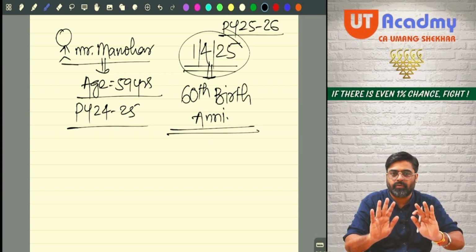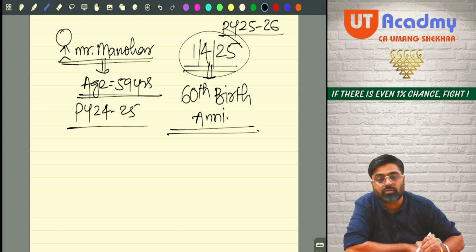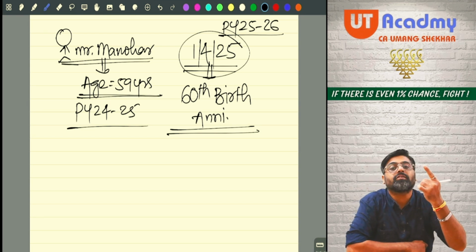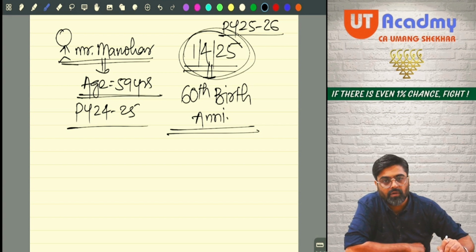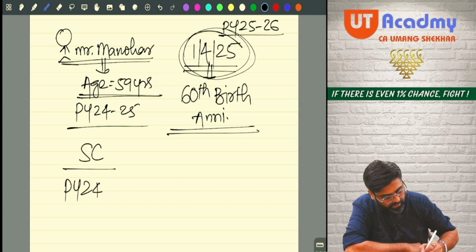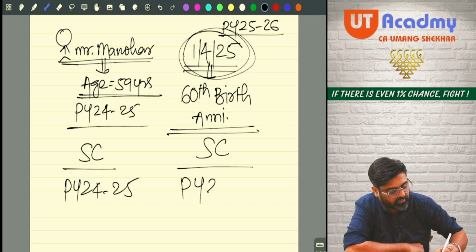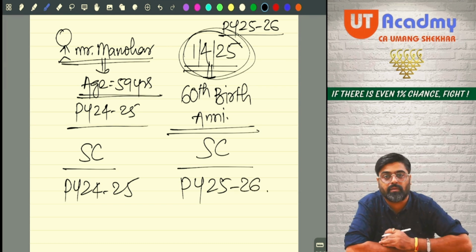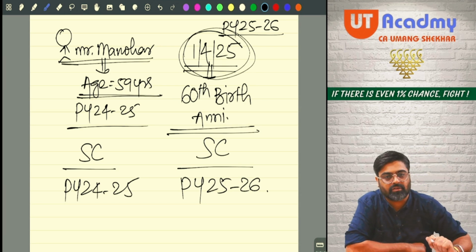So now the first question you are supposed to answer. Manohar is 59 years old in the previous year 24-25. If he celebrates his 60th birthday on 1st of April 2025, tell me, will he be considered a senior citizen in previous year 24-25, or will he be considered a senior citizen with effect from previous year 25-26 onwards? Come on, tell me. With effect from which previous year will he be treated as a senior citizen?